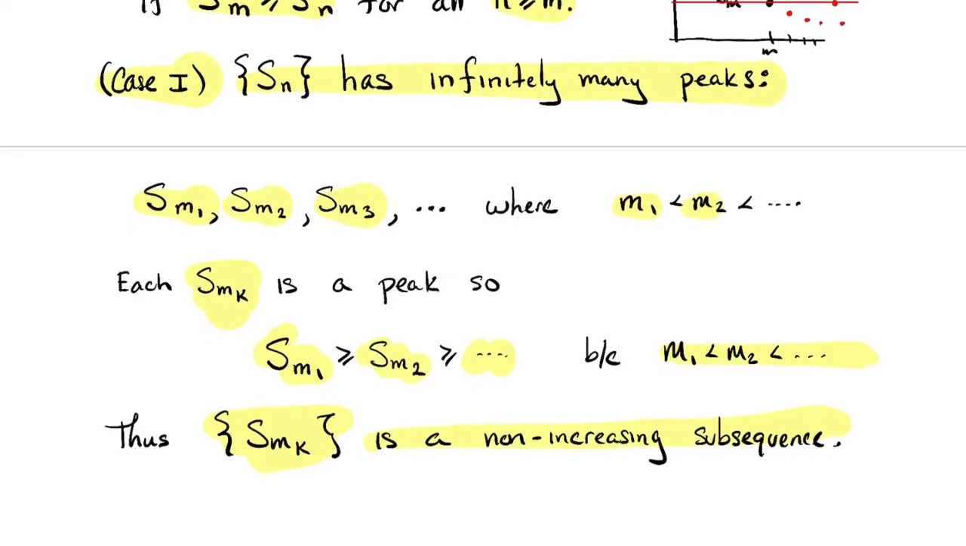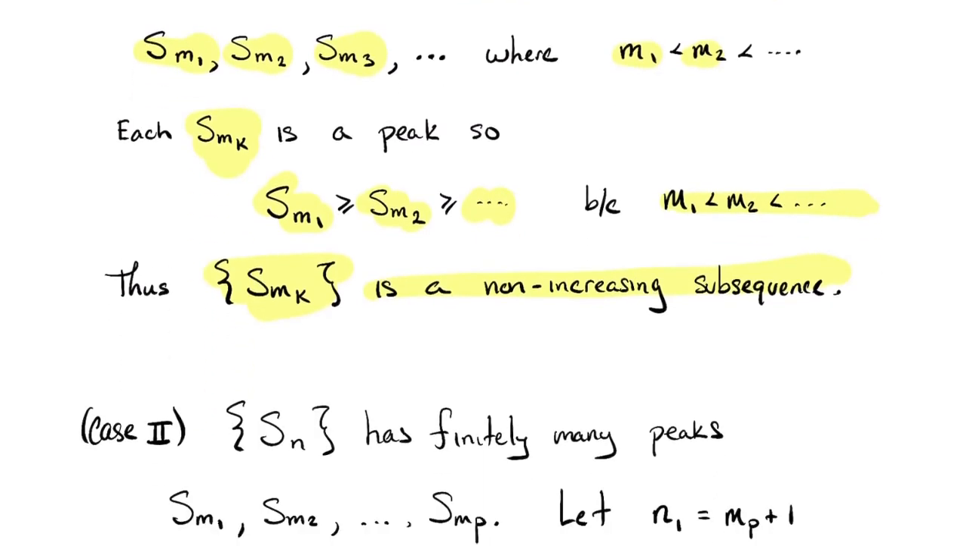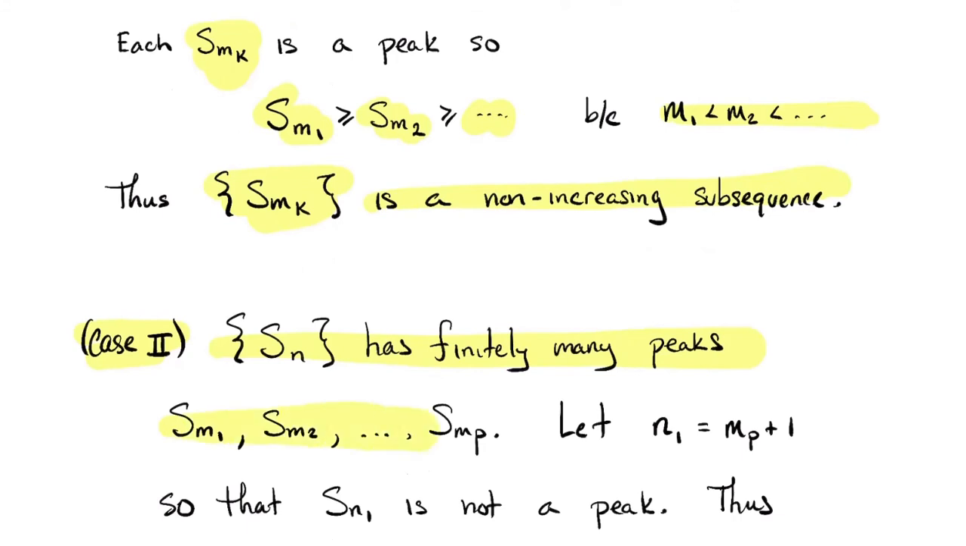So what's the opposite of that? The other case is that there are just finitely many peaks. That's the only other case I have to consider. Given a sequence, it either has infinitely many peaks or it doesn't. So if it has finitely many peaks, let's list them: S_M1, S_M2, where M1 is strictly less than M2, up to the biggest one, M sub P. S_MP is the last so-called peak, last in the sense that its index, M sub P, is the biggest.